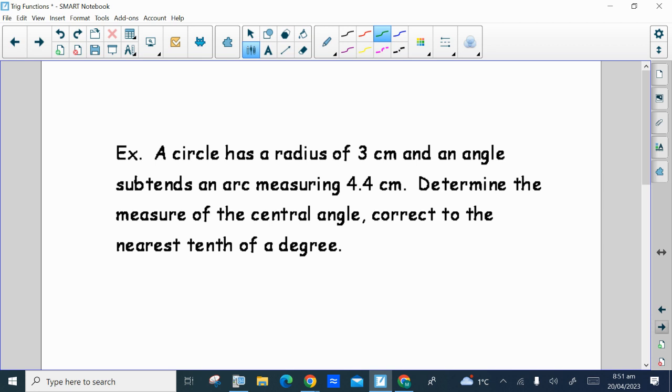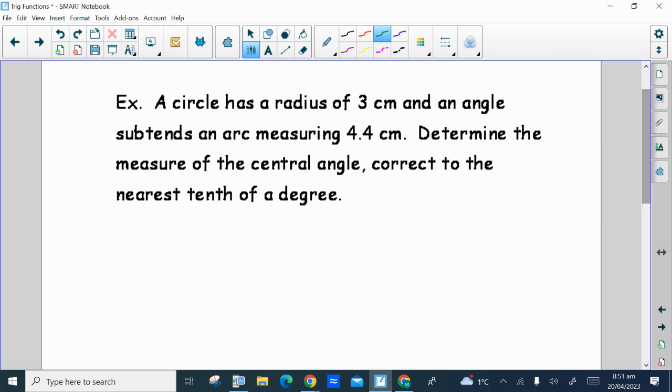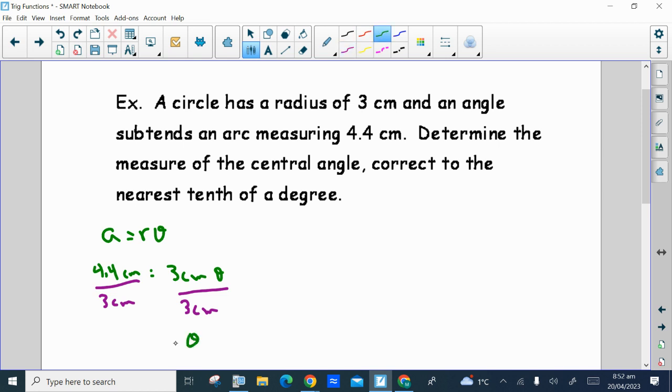A circle has a radius of 3 centimeters, and an angle subtends an arc of 4.4 centimeters. What is the measure of the central angle correct to the nearest tenth of a degree? So if we use our arc length formula, remember this gives us theta in radians. We've got an arc length of 4.4 centimeters. Our radius is 3 centimeters. To solve for theta, we will divide both sides by 3 centimeters, which means that on the left, the centimeters are going to cancel, and you're just left with theta equaling whatever you get when you divide 4.4 by 3.